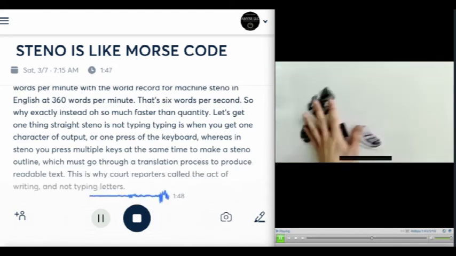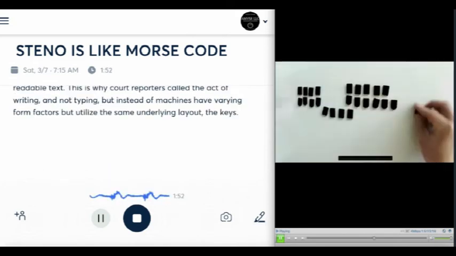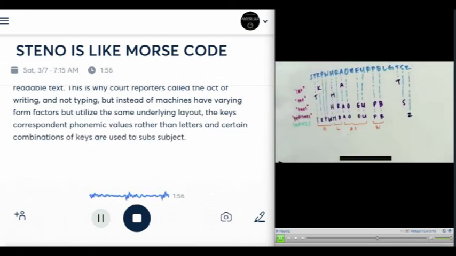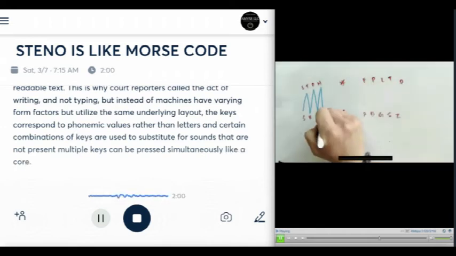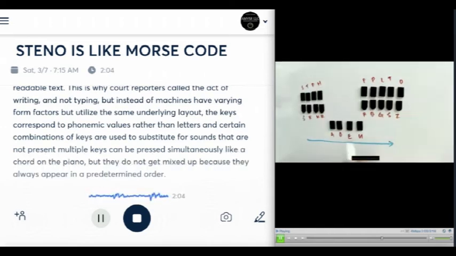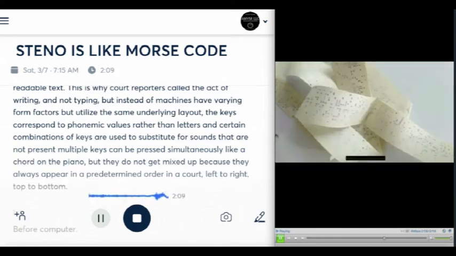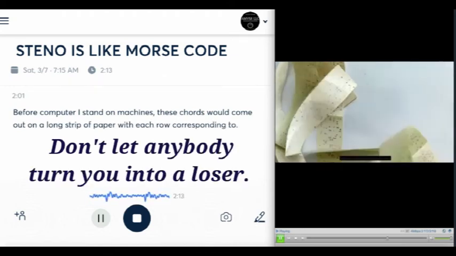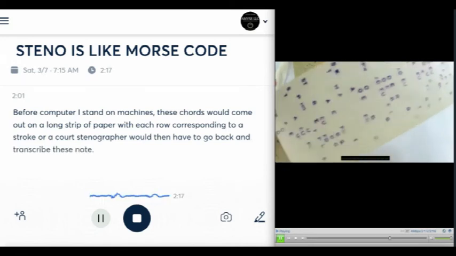Modern Steno machines have varying form factors but utilize the same underlying layout. The keys correspond to phonemic values rather than letters, and certain combinations of keys are used to substitute for sounds that are not present. Multiple keys can be pressed simultaneously like a chord on a piano, but they do not get mixed up because they always appear in a predetermined order in a chord, left to right, top to bottom. Before computerized Steno machines, these chords would come out on a long strip of paper with each row corresponding to a stroke or a chord. The stenographer would then have to go back and transcribe these notes back to regular text.